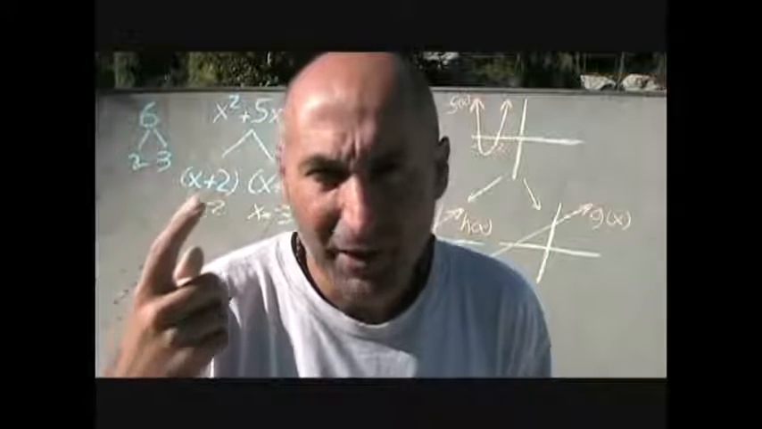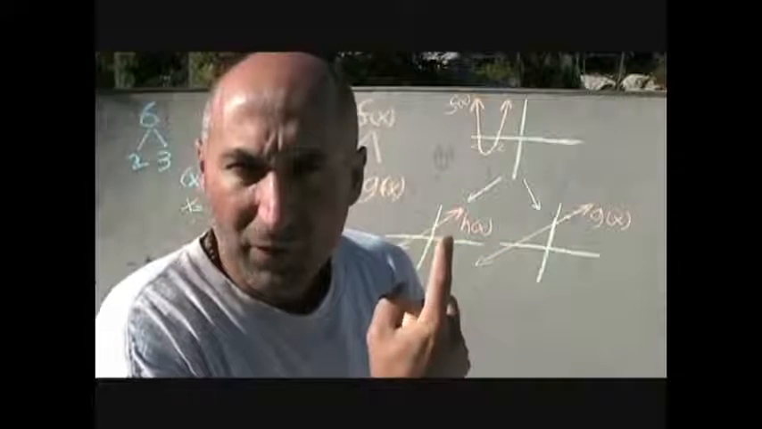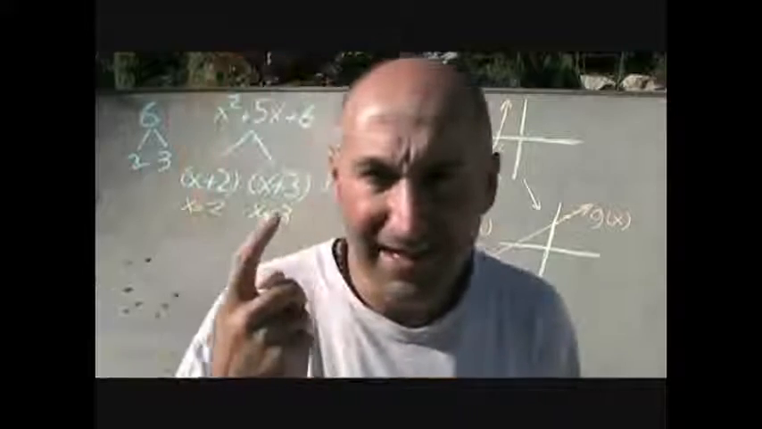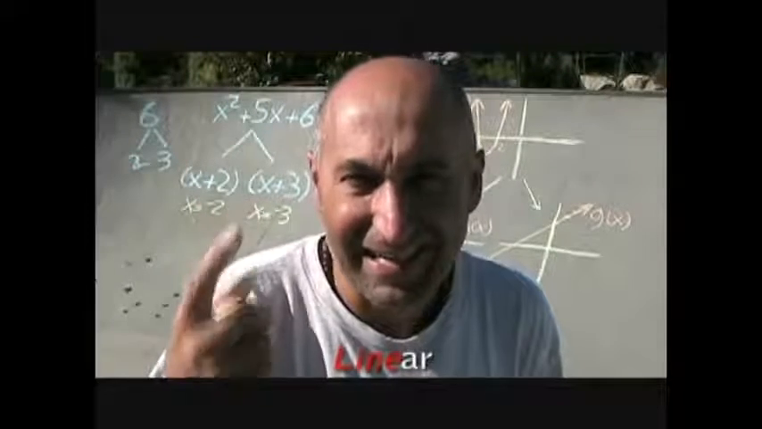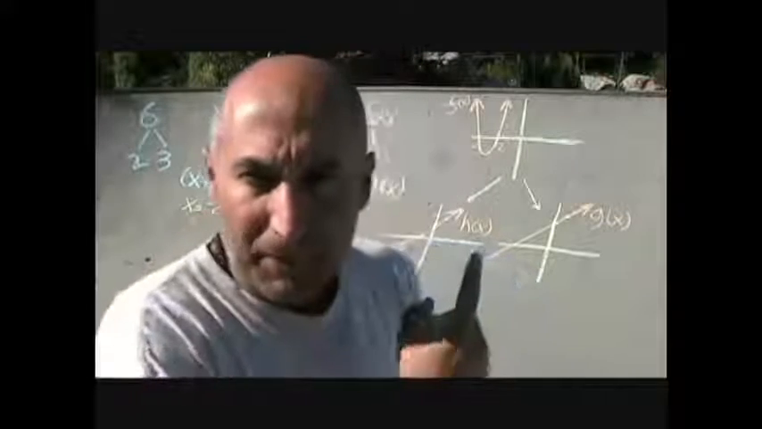It's a linear function with y-intercept of 2 and a slope of 1. So all you do is you find your y-intercept and go up 1 over 1. So that graphs a line, right? The other one is also a linear function, a line, with y-intercept of 2 and a slope of 1, which is this one.